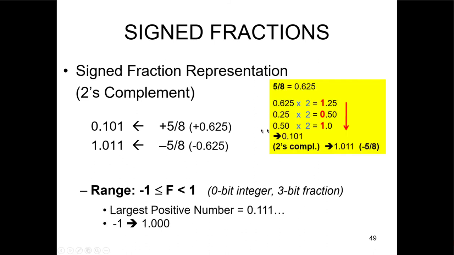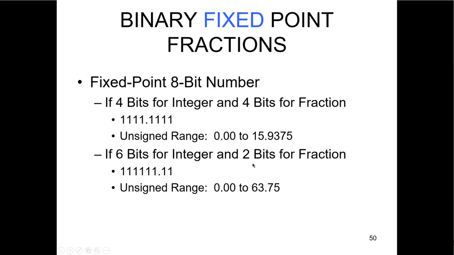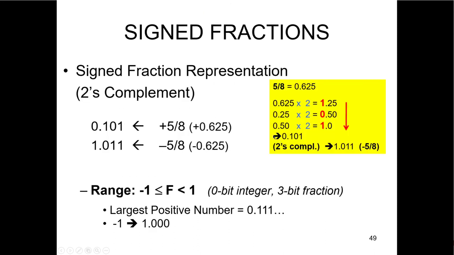Anyway, so if we multiply 0.625 by 2, anyway, I don't know, this is so painful. So let me see. You can see if we multiply 0.625 by 2, we get 1.25. And if we multiply 0.25 by 2, we get 0.5. If we multiply 0.5 by 2, we get 1. So that works. Okay.